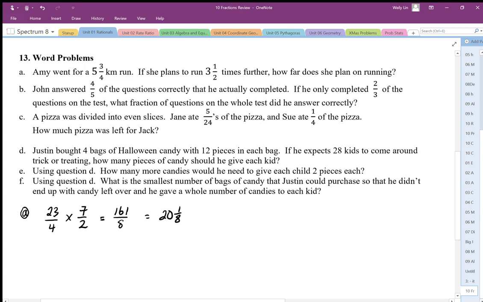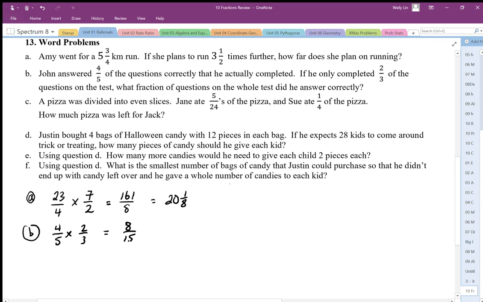So for part B, it says John answered 4/5 of the questions correctly that he actually completed. He only completed 2/3 of the questions on the test. So what fraction of questions of the whole test did he answer correctly? So he basically has 4/5 of 2/3. So you can just do 4/5 times 2/3. So he answered 8/15 of the test correctly.